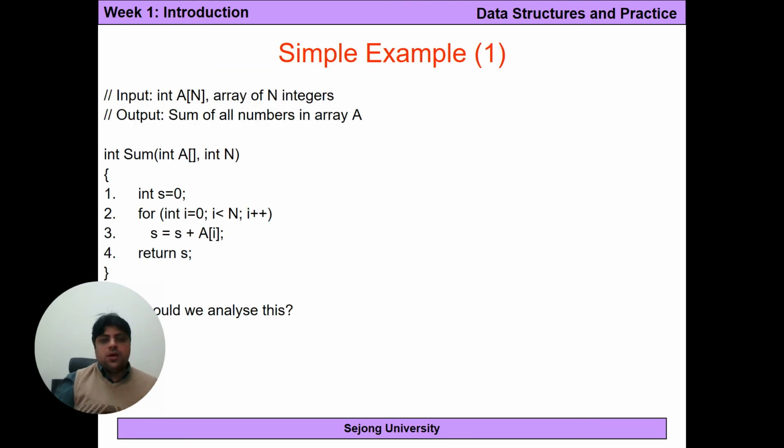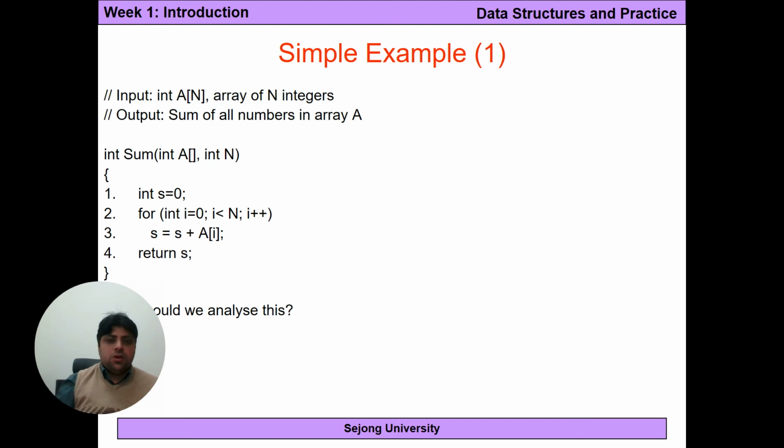Here comes the simple example for explaining this thing. Input: basically, an array of integer type, whose name is A, an array of n integers. The size of the array is n. So it is an array of n integers. We need the output: the sum of all numbers in array A.